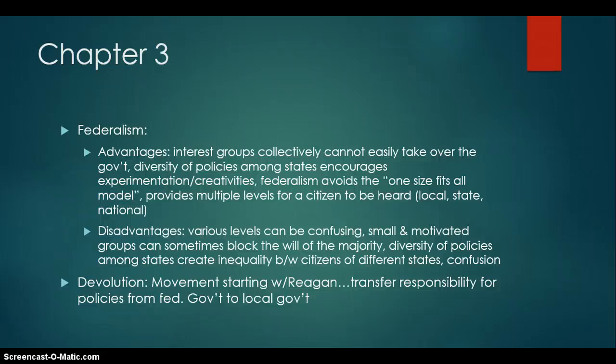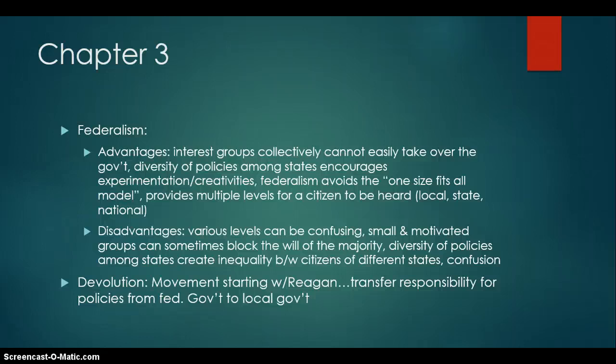And it also provides multiple levels for a citizen to be heard. So if they aren't heard by their local official, then they can move up to the state officials and the national officials. So there's multiple layers. And again, there's multiple avenues to participate as well. Now, there are disadvantages because the various levels can be confusing if you're not really familiar with the government. And unfortunately, a lot of Americans are not familiar.